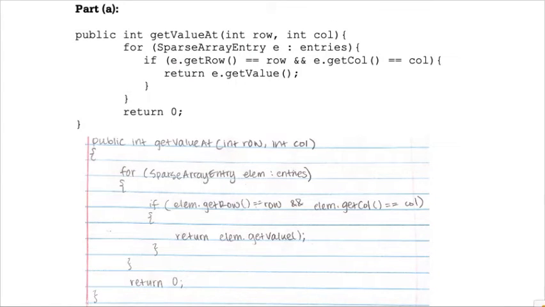So inside the for each loop, there's an if statement. So if there's something at the specified row and column, then you would return the value there. Well, if there's not, then you just return 0. And you can also do this with a regular for loop, but you would have to pay attention to the start and end for the indexes.